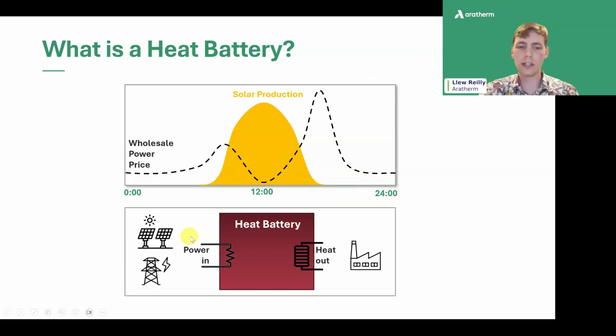A heat battery works by taking energy from the grid or behind the meter solar and it stores it as heat in the heat battery. A heat battery typically looks like a bunch of hot rocks in an insulated container. So it stores this electricity as heat in these rocks, and then you can draw that heat out as you need it for steam. You can get quite hot temperatures, all the way up to 1,000 degrees or more, as you need it for the factory.